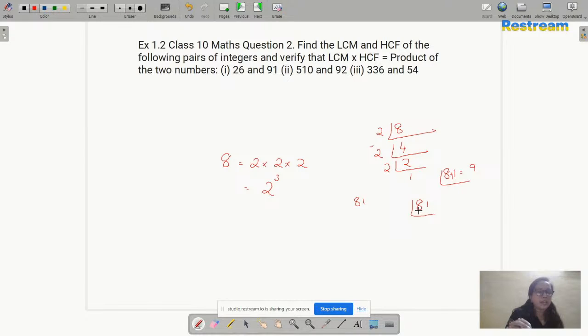So you do one thing. First, if 2 is not divisible, you add these two numbers. 8 plus 1 is 9. 9 is in the table of 3, right? 9 is in the table of 3. So you can say that it is divisible by 3.